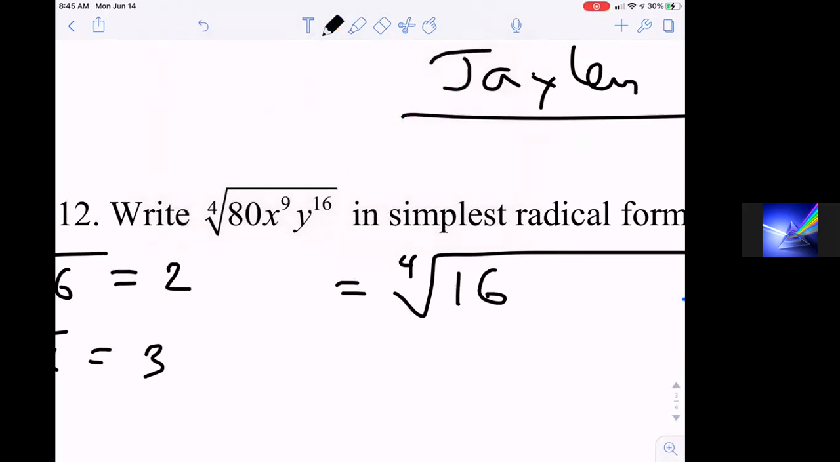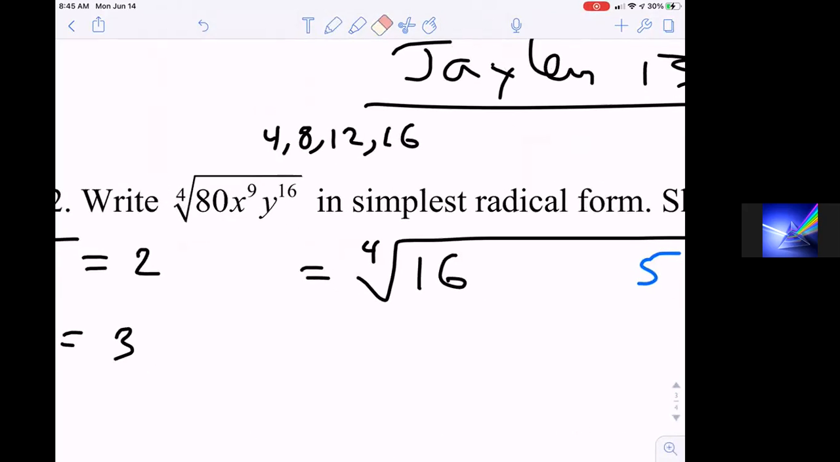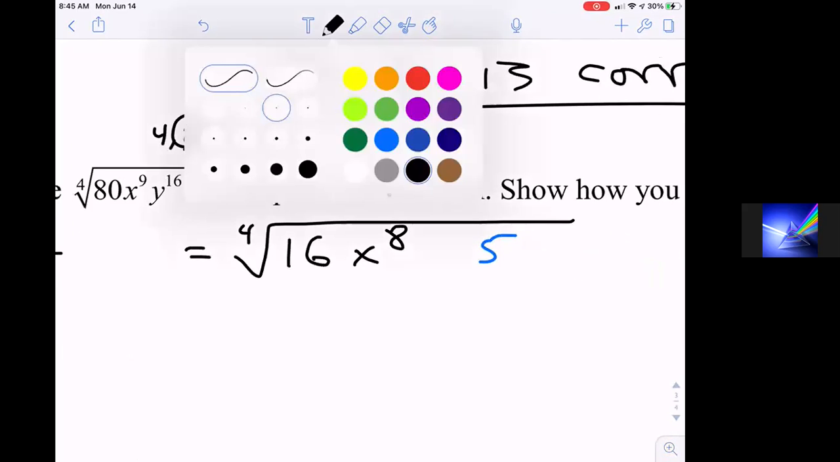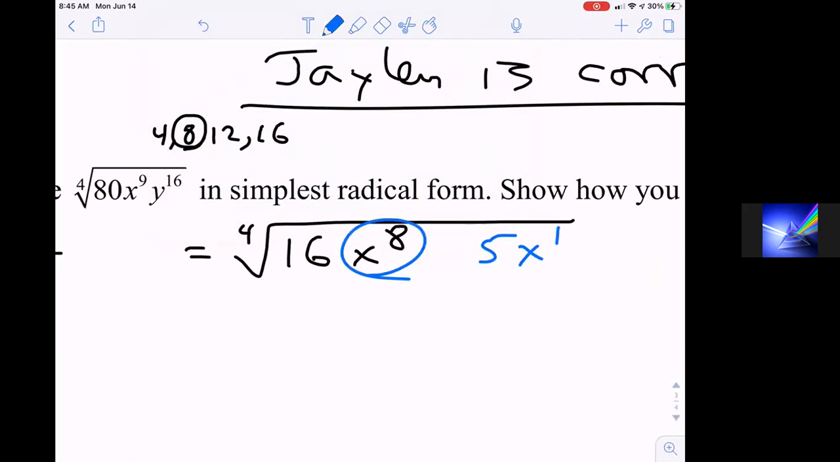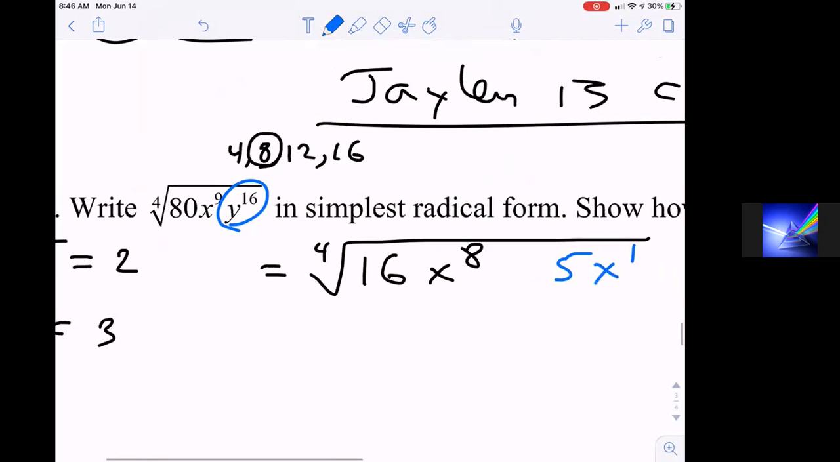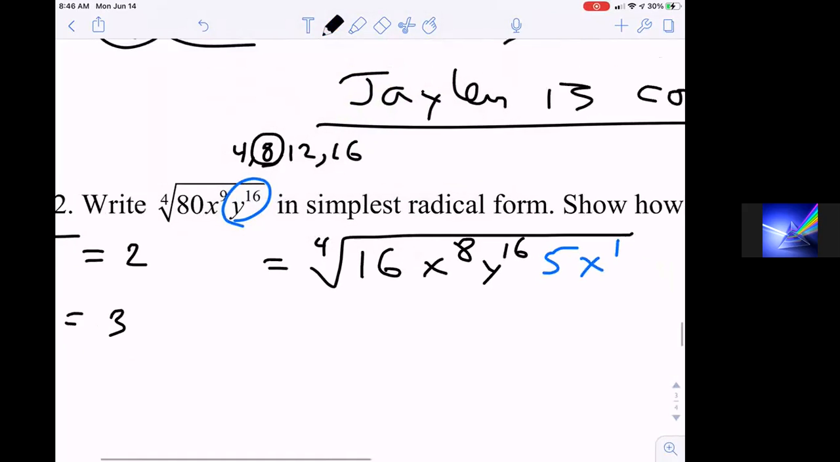What's the largest exponent I can take the 4th root of? Well, the answer to that question is, what are the multiples of 4? 4, 8, 12, 16, and so on. Is 9 a multiple of 4? No. What's the highest multiple of 4? 8. So I'm going to take 8 of those x's, and I'm going to put the last one over here. x to the 8 times x to the 1 is x to the 9. Now, y to the 16th, I can take the 4th root of because 16 is a multiple of 4. So that one works out fine.